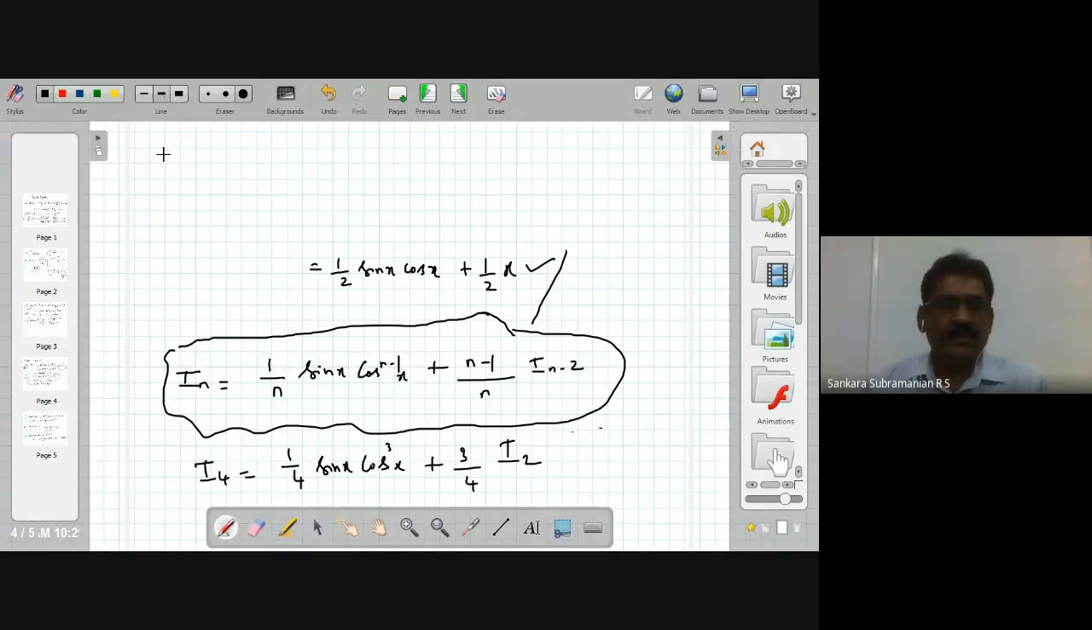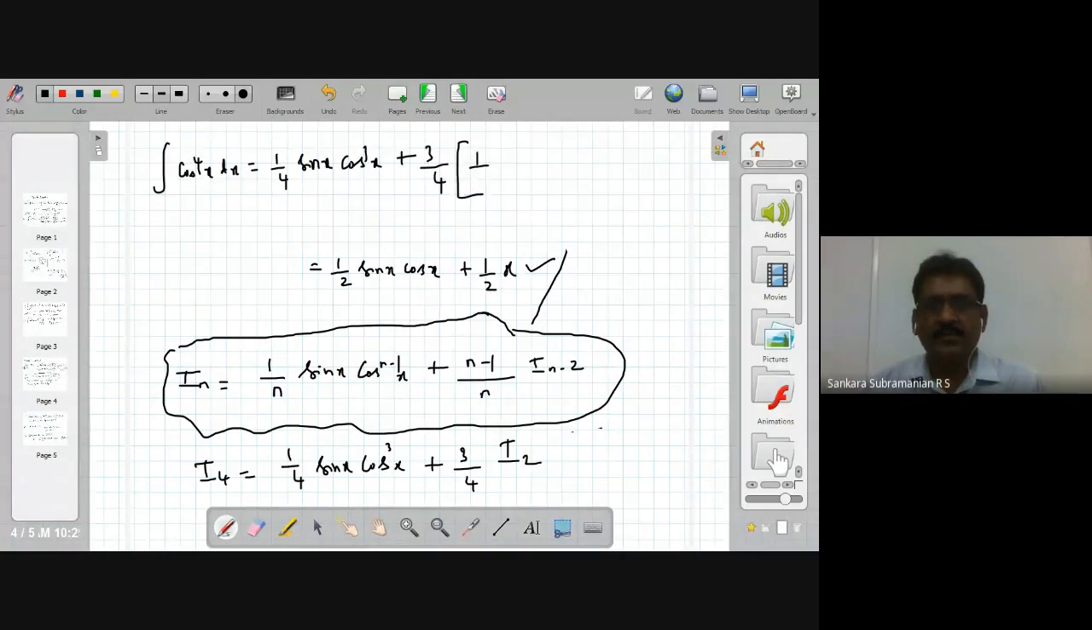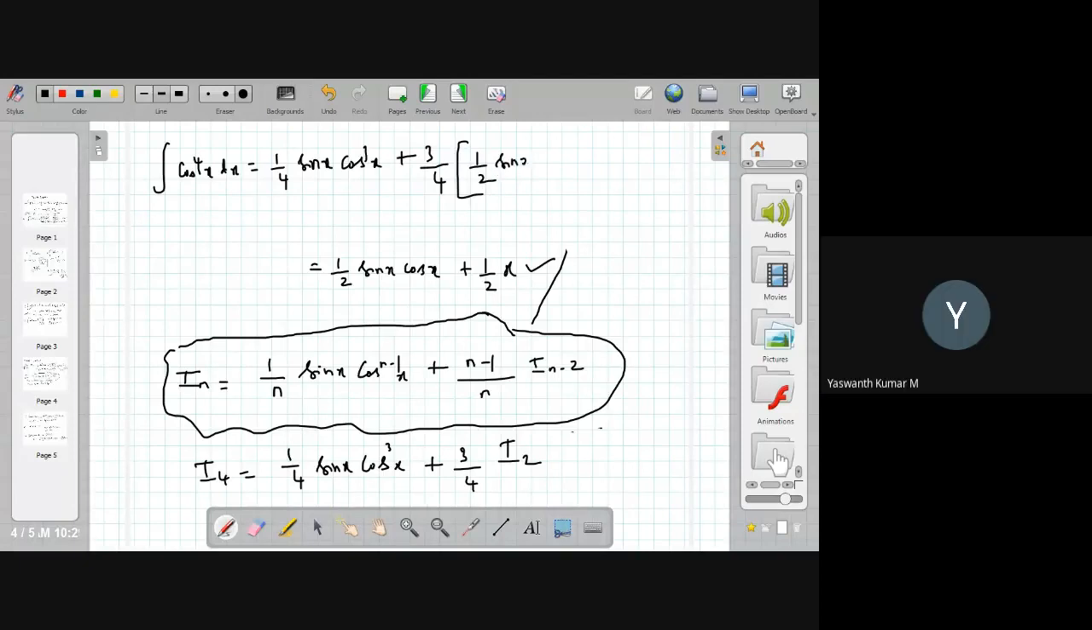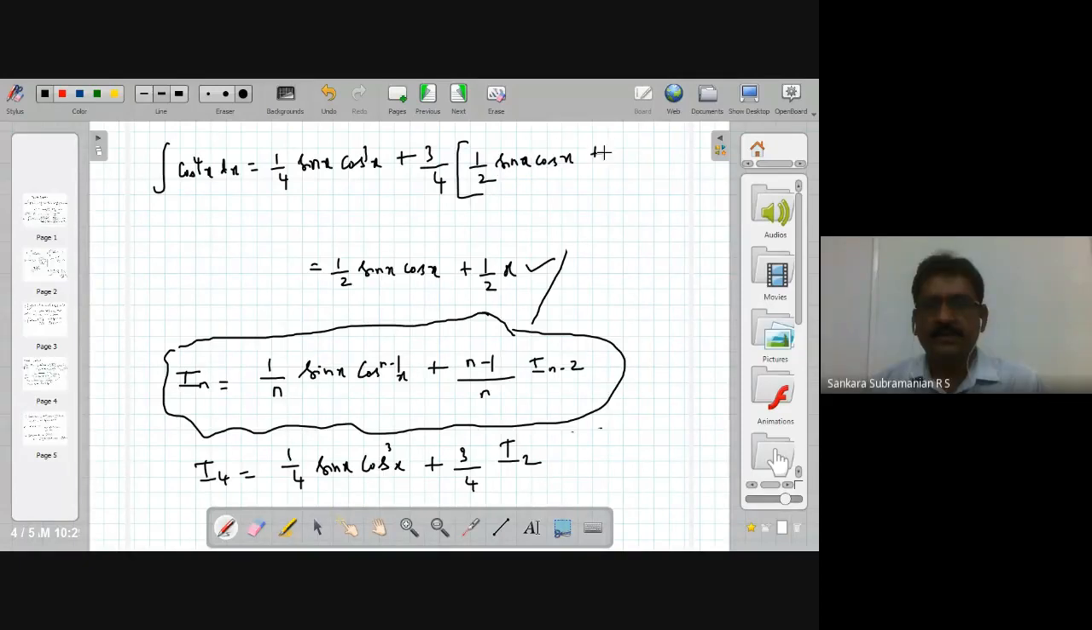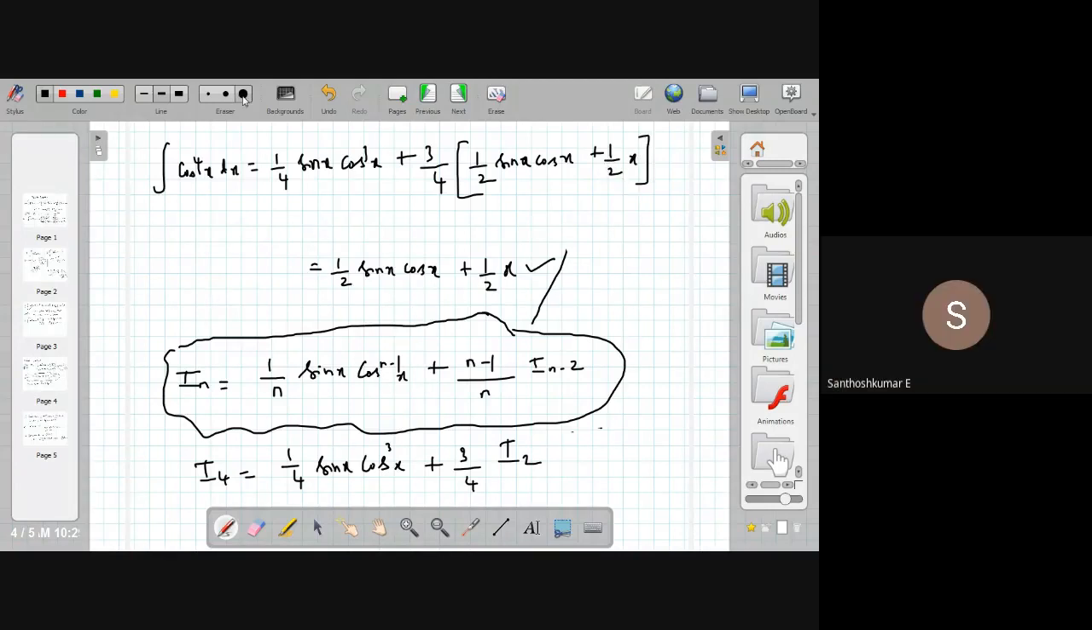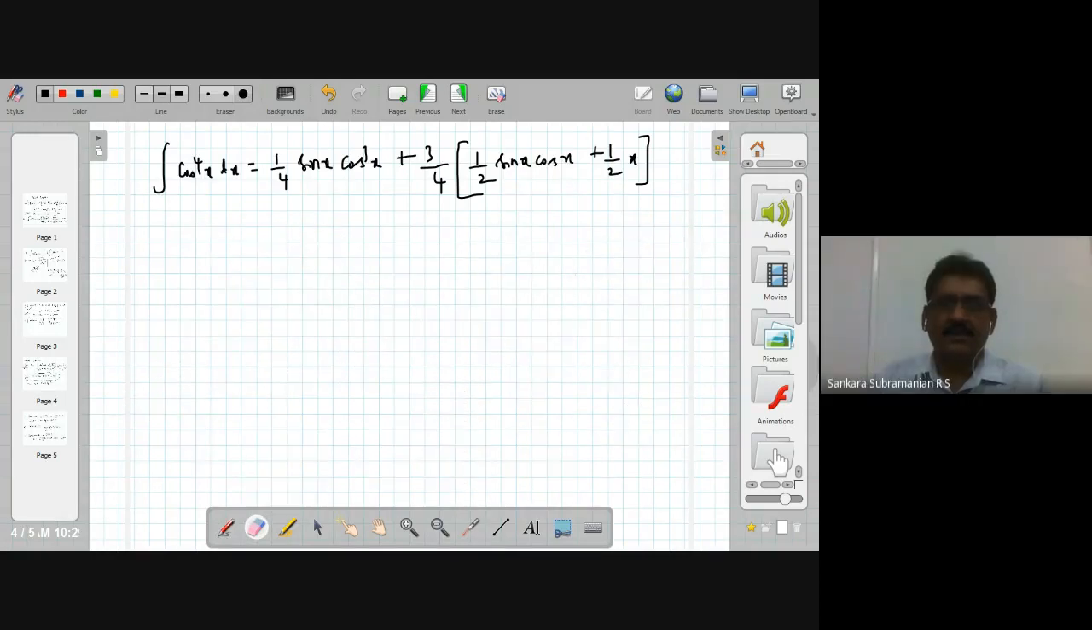So therefore the integration of cos to the power 4x dx equal to 1/4 times of sin x into cos cube x plus 3/4 times of I2. This is 1/2 sin x cos x plus x by 2, 1/2 x. That is the answer. Plus C, sir. Yes, of course. Plus constant. Constant K to be added or C to be added in the last step.